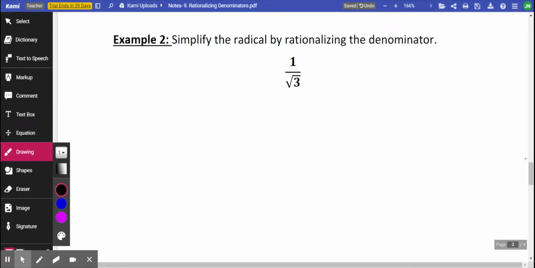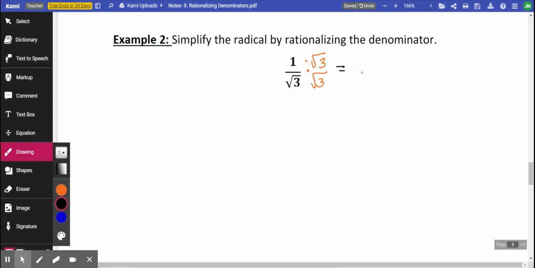So same idea here. This is considered not a simplified fraction because we have a square root on the bottom. So if I want to get rid of that square root, all I have to do is multiply top and bottom by the square root of 3. The reason why I want to do square root of 3 is because I want to get rid of that square root on the bottom.